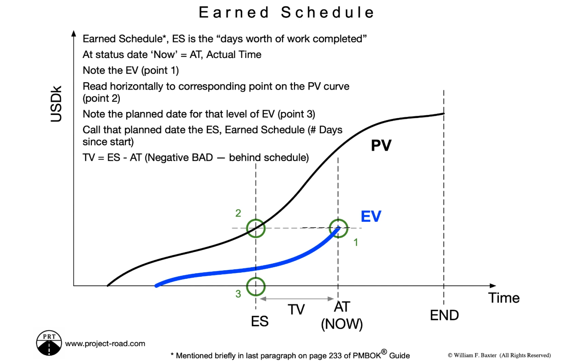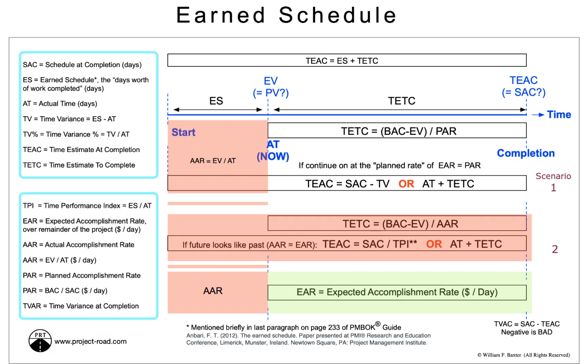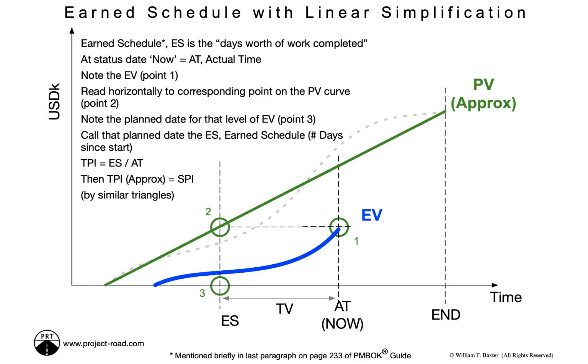And then we have a time variance equal to the earn schedule minus the actual time. And this line of thought leads to a whole system of equations for earn schedule and projections under different assumptions. And in particular, we have a TPI, time performance index, equal to the earn schedule divided by the actual time. And it's interesting to note that if we simplify that S-shaped curve of the plan value to a straight line, then the TPI simplifies and becomes equal to the SPI.